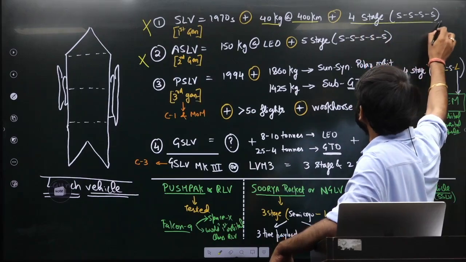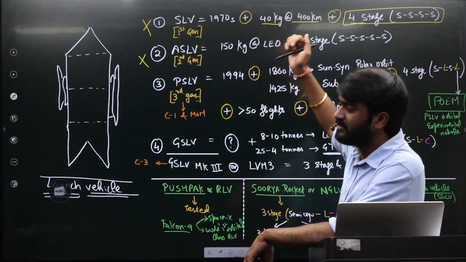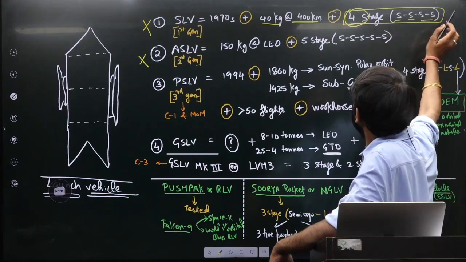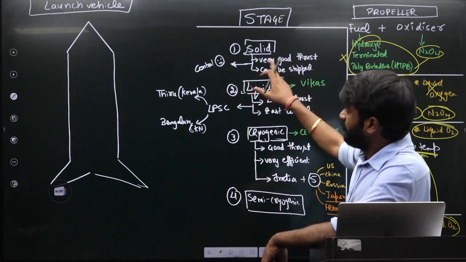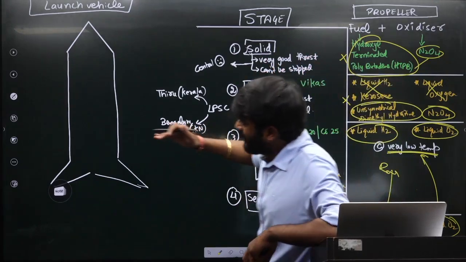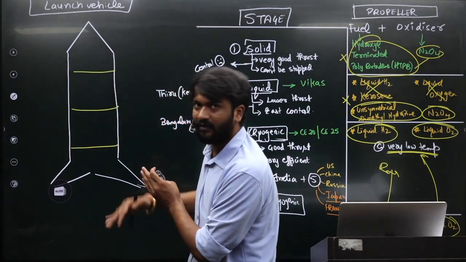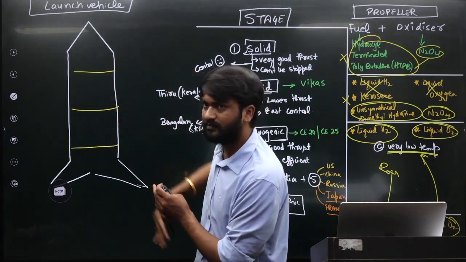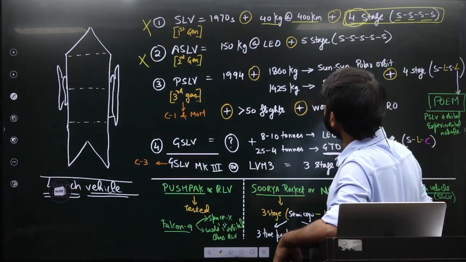Then 4 stages, this is something which you can keep in your head, easy to remember, that there are 4 stages, and all these stages were solid. S, solid fuel. So what will happen? The launch vehicle will be divided into, let's say, 4 stages. This will be moved out, then this will be ignited, this will be moved out, stage 3 moved out, stage 4 moved out. Then ultimately the payload will be put into the orbit.